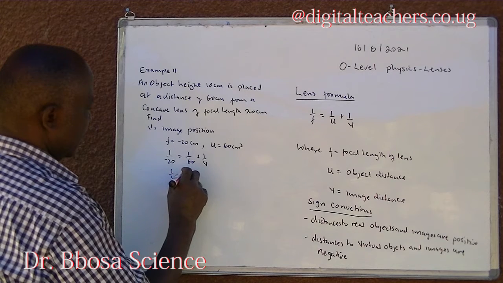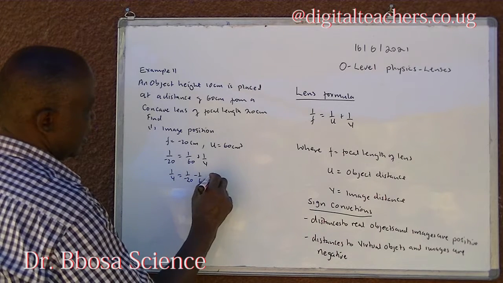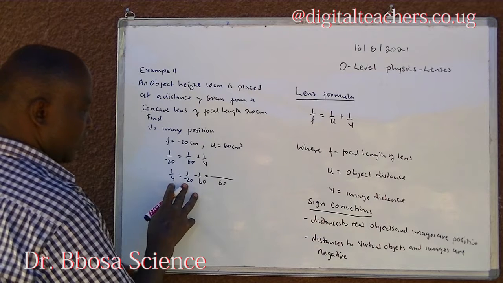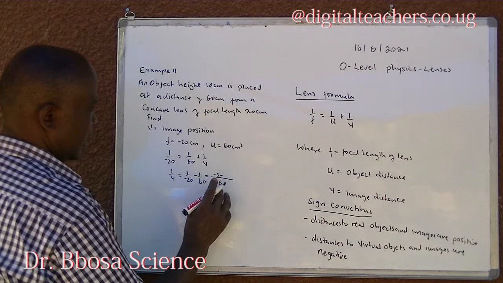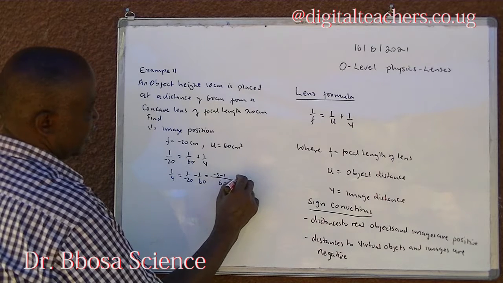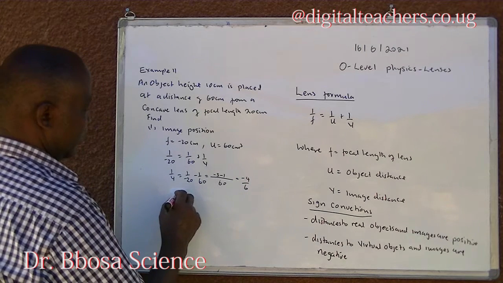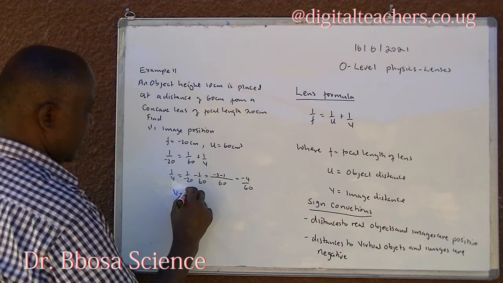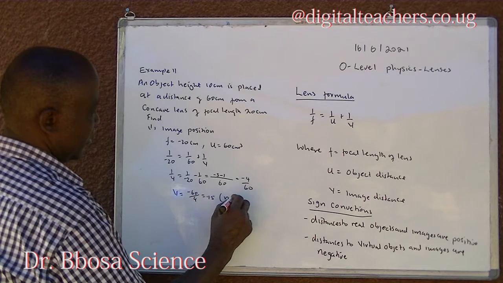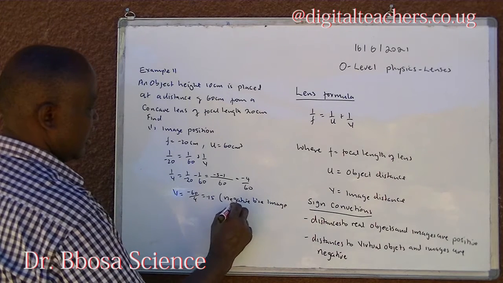1 over V is equal to 1 over negative 20 minus 1 over 60. When we take the LCM, it is 60. 60 goes into 20 3 times. 60 goes into 60 1 time, which is equal to negative 4 over 60. V is equal to negative 60 over 4, which is equal to negative 15. Negative because the image is virtual.